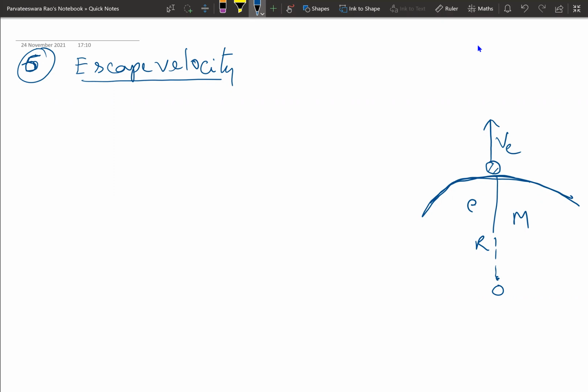Please write the definition. The velocity that should be given to a body with which it escapes out of the Earth's gravity is called the escape velocity.